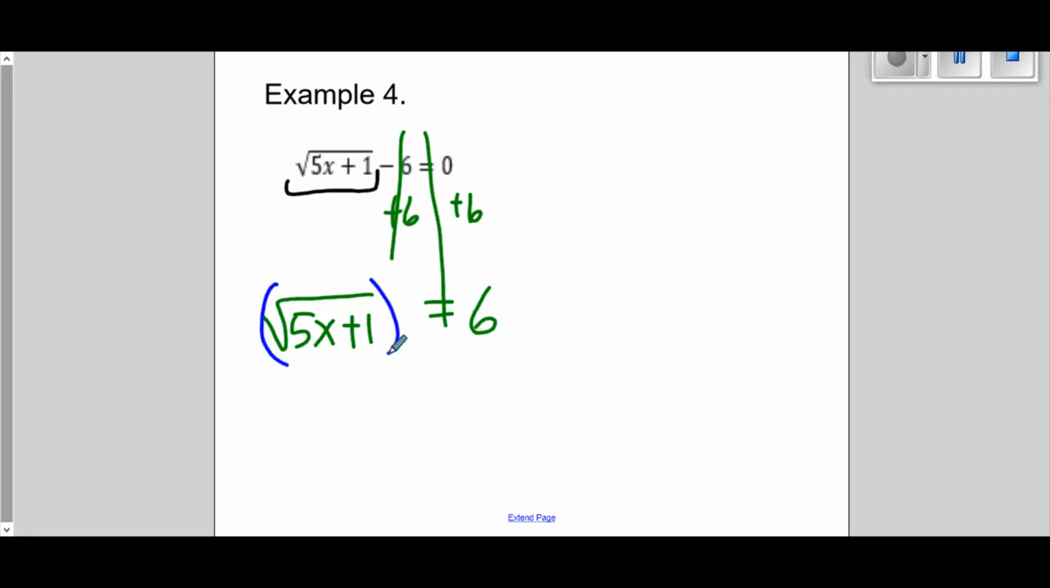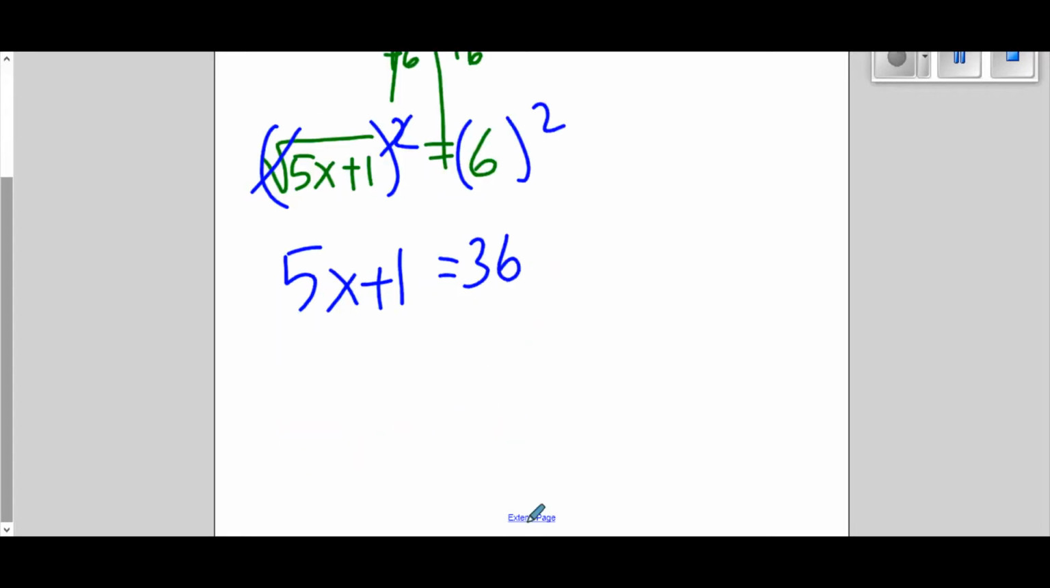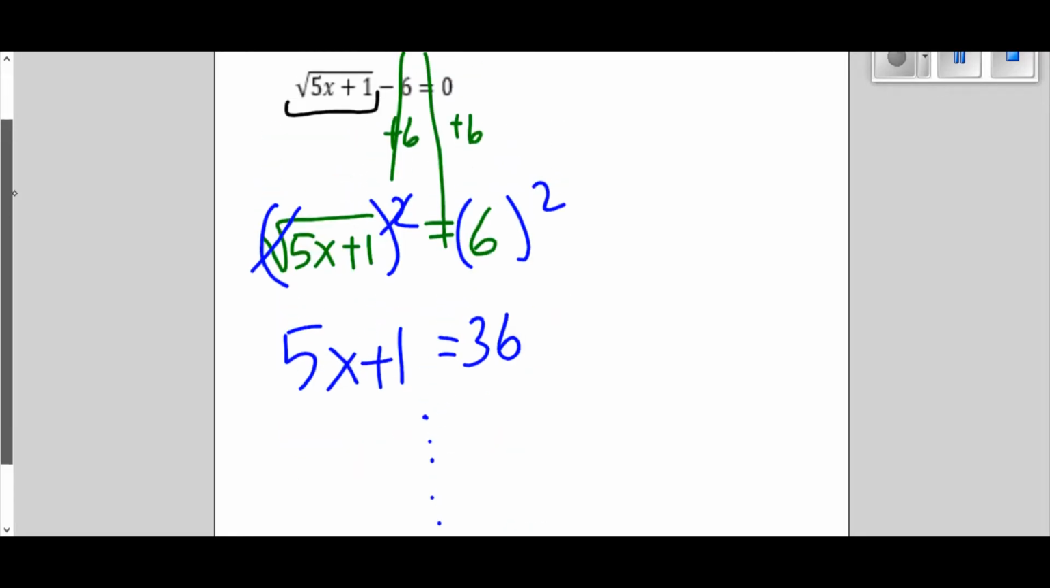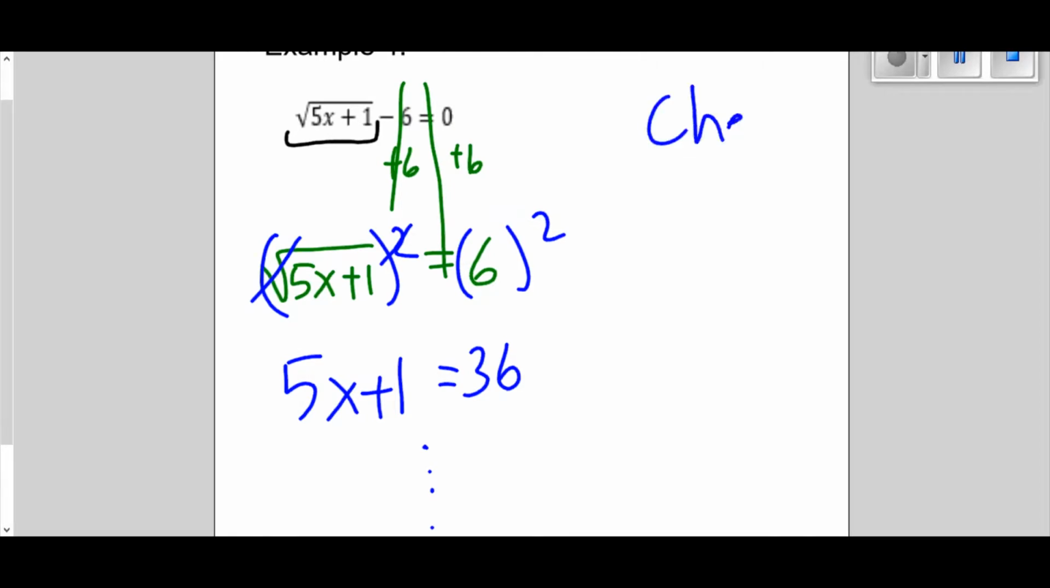And then square both sides so that the square and the square root cancel. So I get 5x plus 1 equals 36. Then I'm going to leave you to go ahead and finish that one up. Make sure you check at the very end, check your answer. So you're going to have to plug in whatever value you get for x.